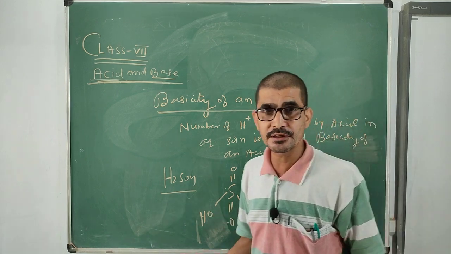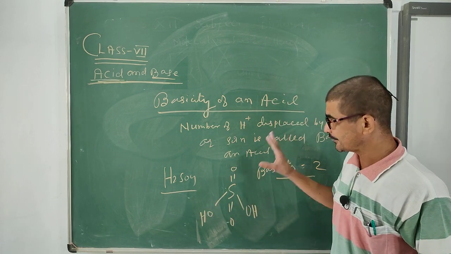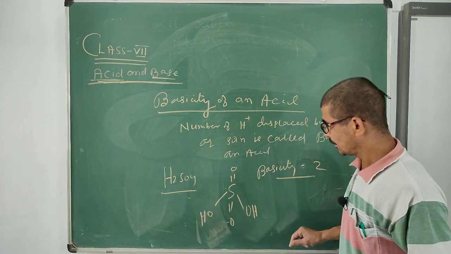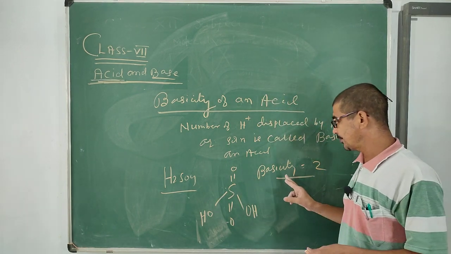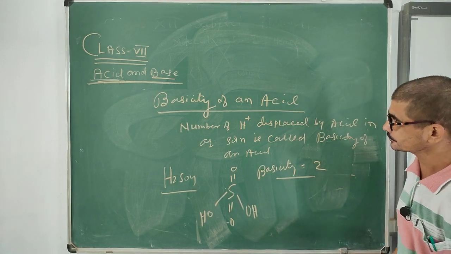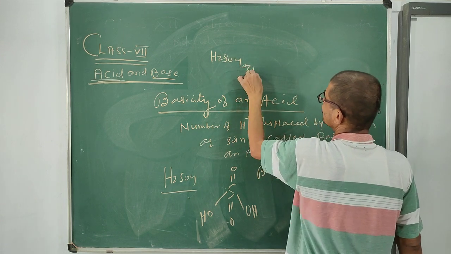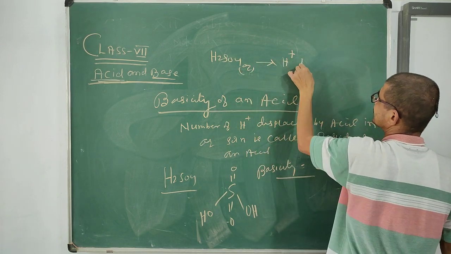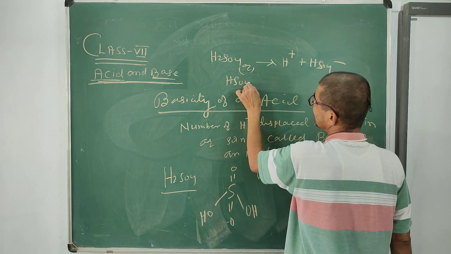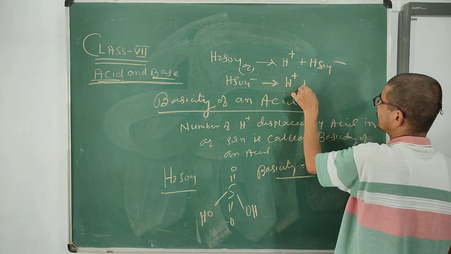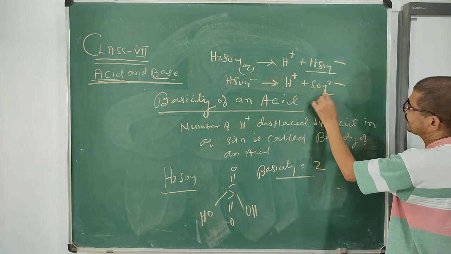After knowing the basicity, we are able to know how many types of salt are formed by the reaction of an acid with a base. Sulfuric acid forms 2 series of salt. Why? Because its basicity is 2. So this is sulfuric acid. It releases a hydrogen ion in aqueous solution to form H plus and HSO4 minus, and now this HSO4 minus again displaces 1 hydrogen to form SO4 2 minus, the sulfate ion. So one salt is bisulfate, another is sulfate.